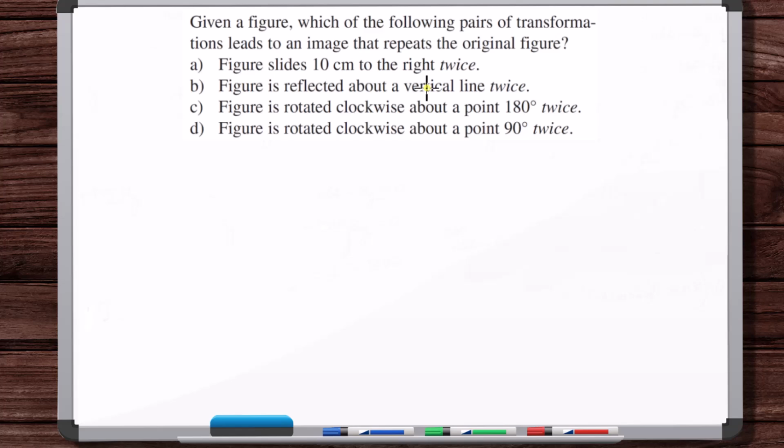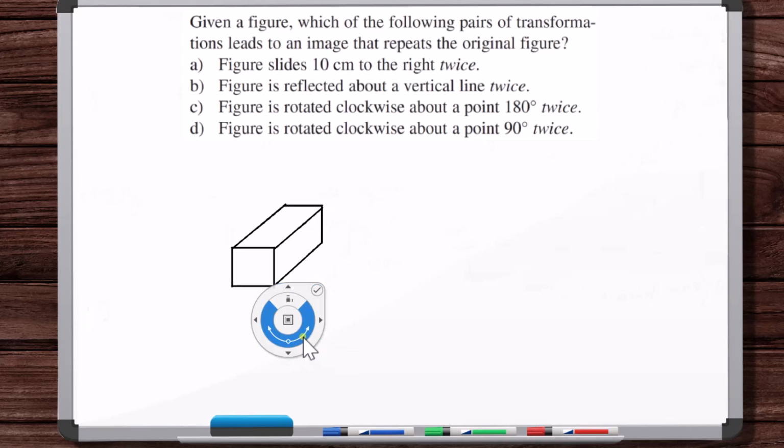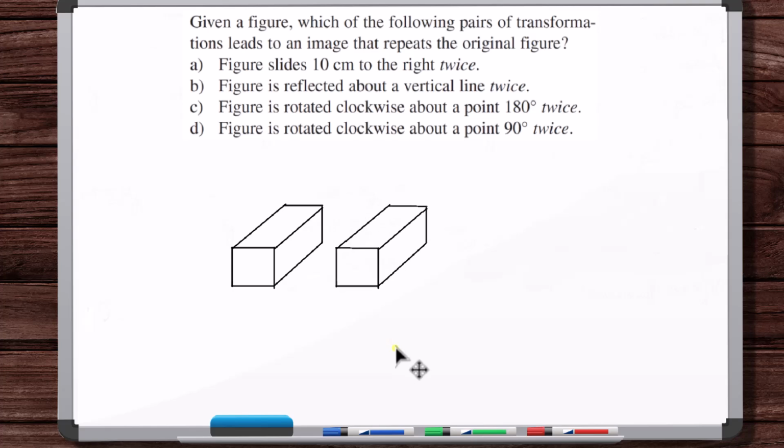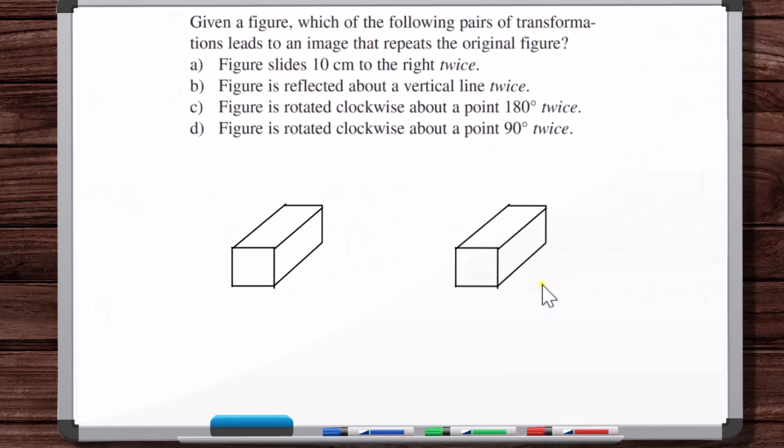No. So if we rotated this 360 degrees, we get the original image back, right? But if we slide this 10 centimeters to the right, and now we do that same slide again, we get this. Now, this is a rigid body transformation, so these two figures are congruent, but they're talking about the original figure. So they don't lie on top of one another, so no.